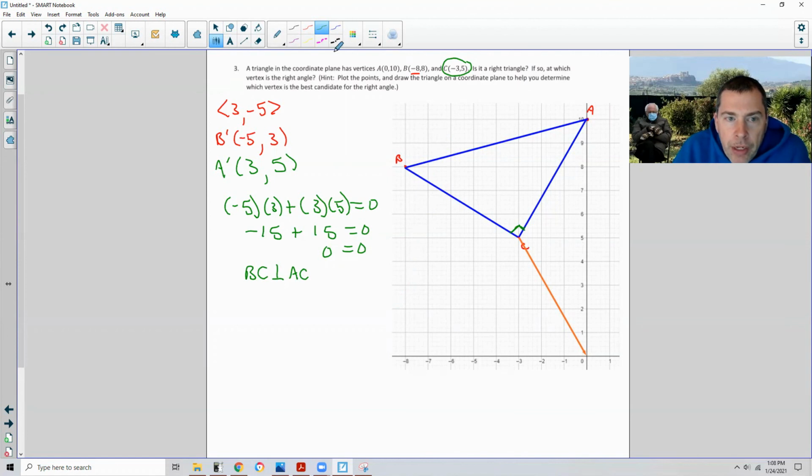Go back up. Is it a right triangle? Yes, because BC is perpendicular to AC, forming a right angle. If so, which vertex is the right angle? So the answer is yes, and its vertex C is the right angle. And we're done.